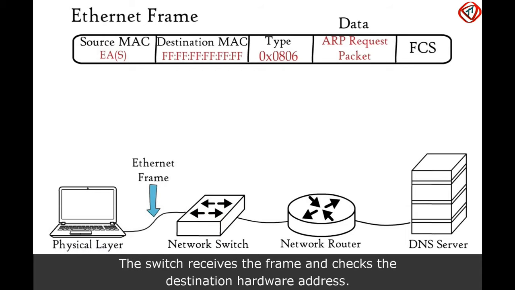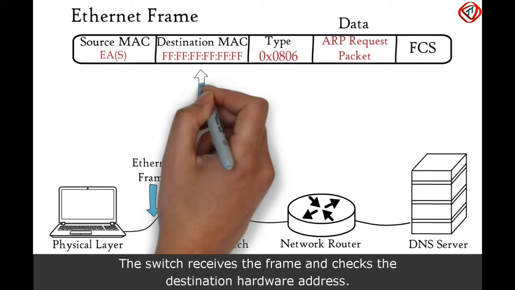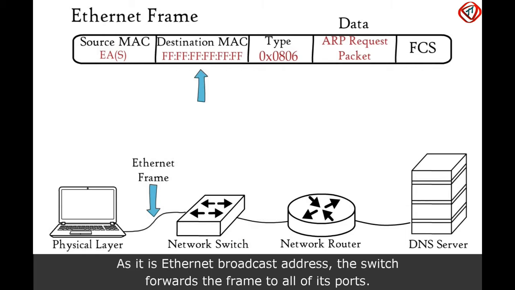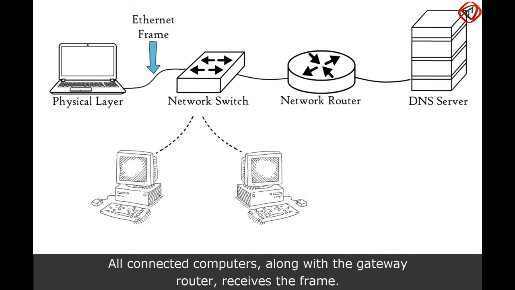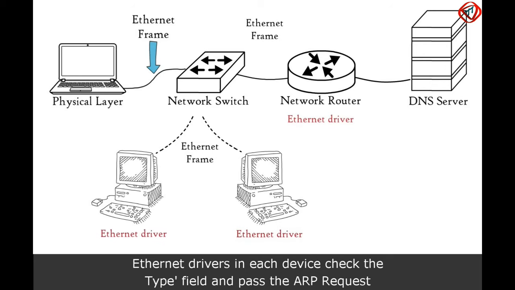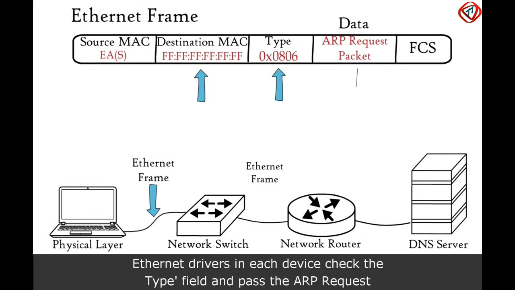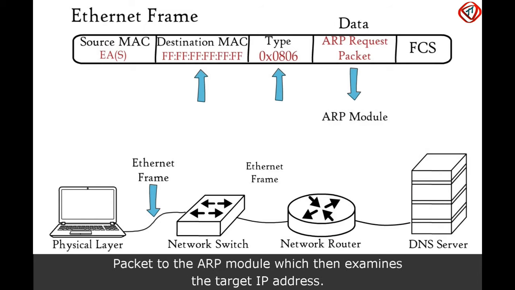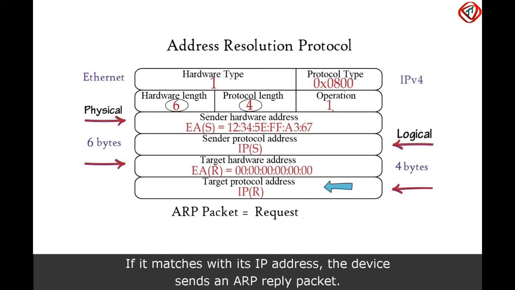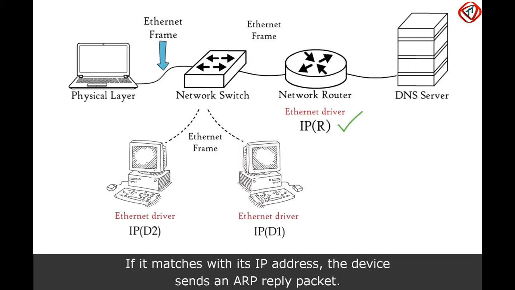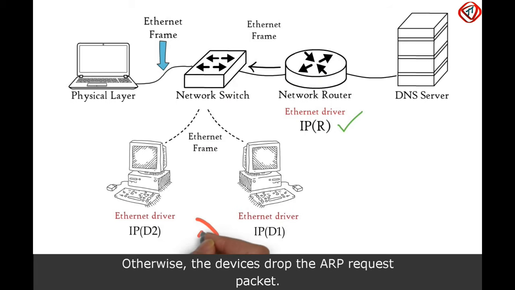The switch receives the frame and checks the destination hardware address. As it is the Ethernet broadcast address, the switch forwards the frame to all of its ports. All connected computers along with the gateway router receive the frame. Ethernet drivers in each device check the type field and pass the ARP request packet to the ARP module, which then examines the target IP address. If it matches its IP address, the device sends an ARP reply packet. Otherwise, the device drops the ARP request packet.